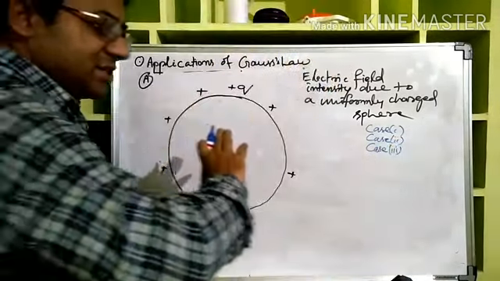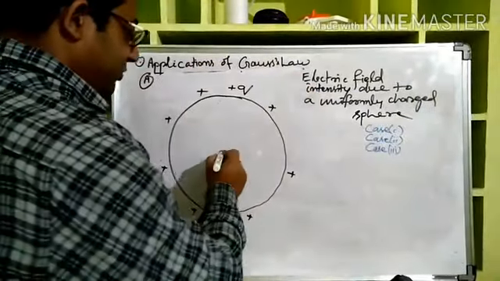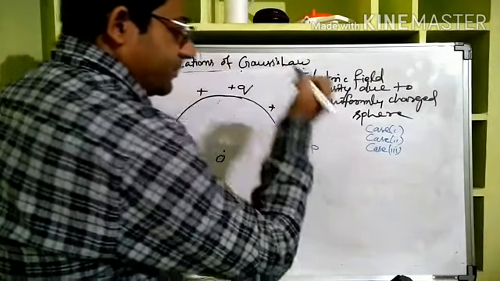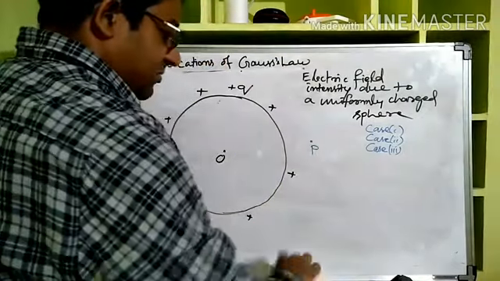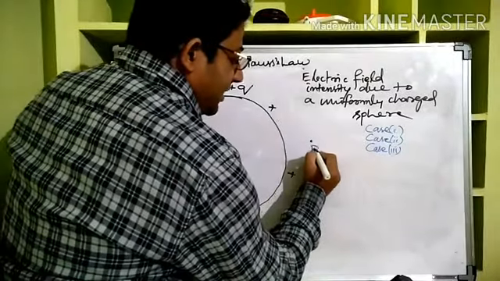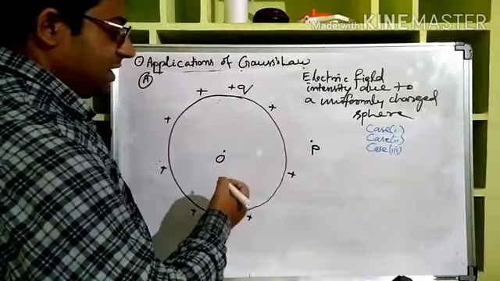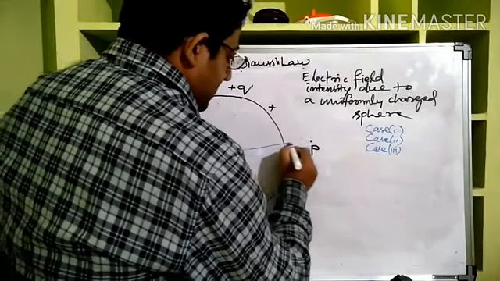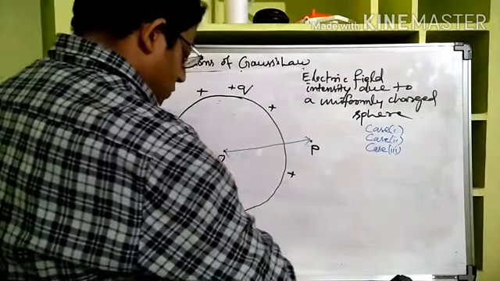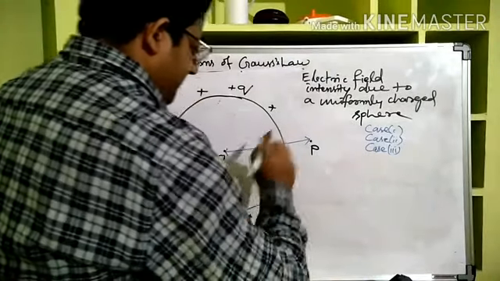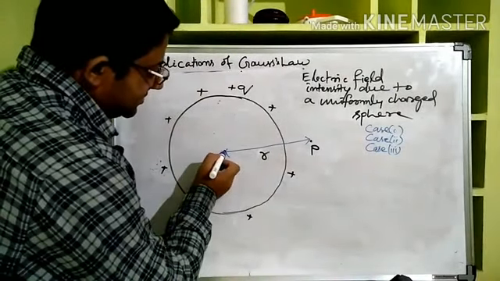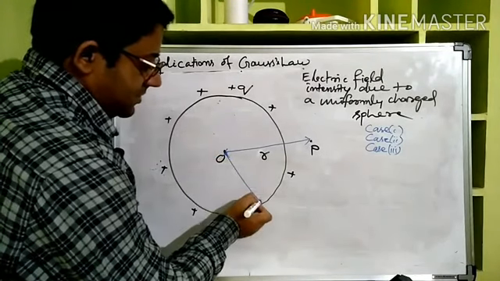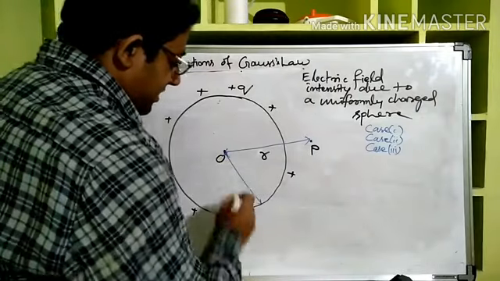Now, instead of writing so many things, what we can do is, let us say that any point is P, or should I mention in black only? Let us say that any point is P, the distance of that point from O is small r, and the radius of this sphere is capital R.